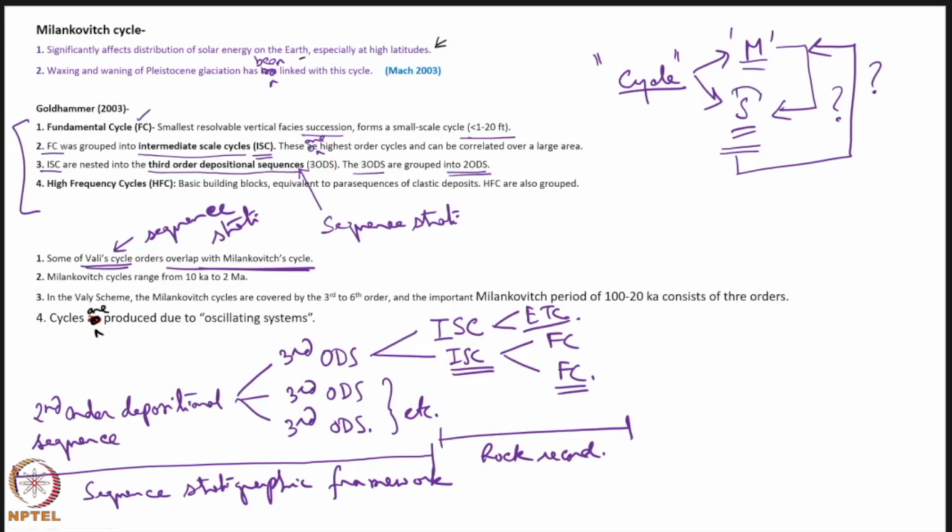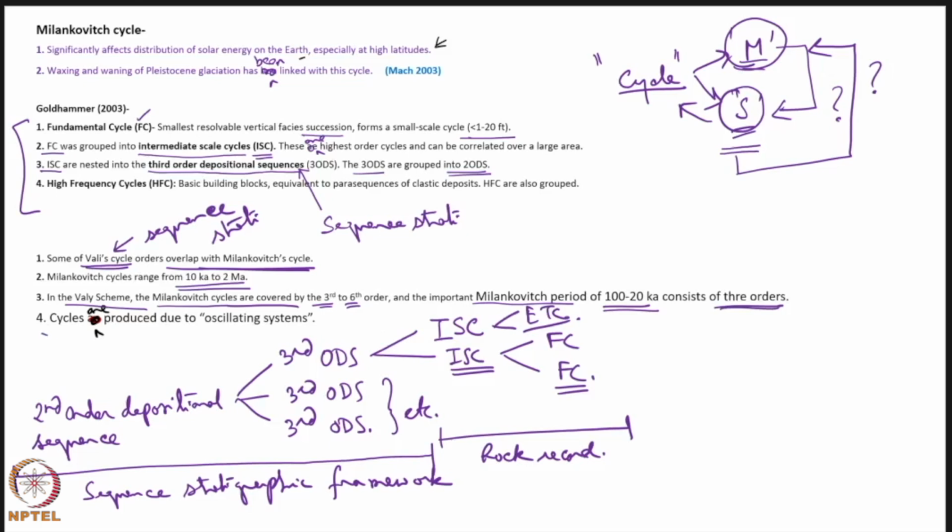The sedimentary record and its related cycle and the Milankovitch cycle can be matched. The Milankovitch cycle ranges from 10 kilo year to 2 million year. This is the range. In the Vail scheme, the Milankovitch cycles are covered by the third to sixth order, and the important Milankovitch period of 100 to 20 kilo year consists of three orders.